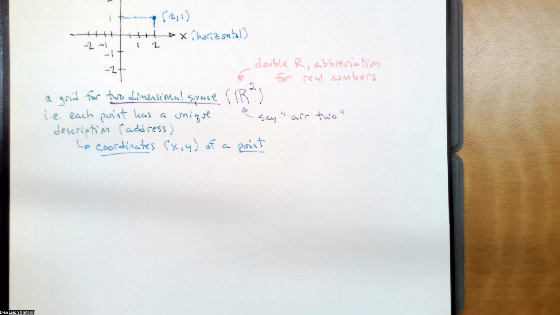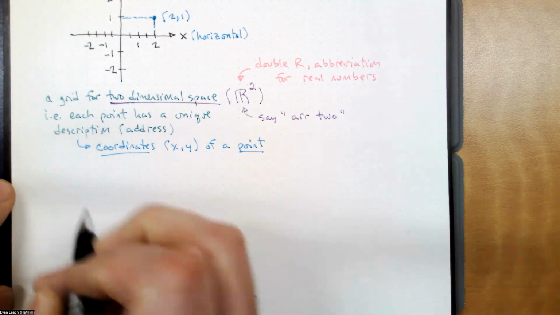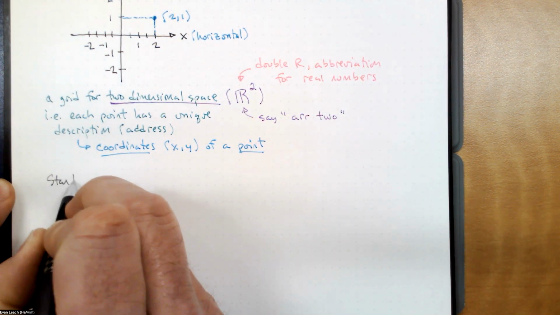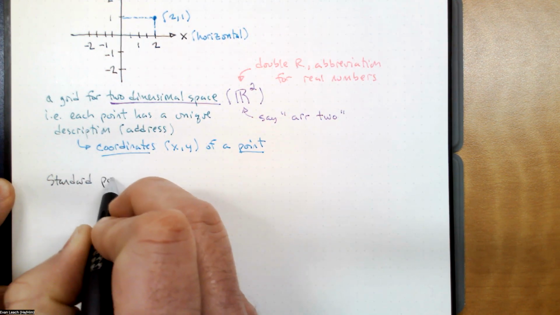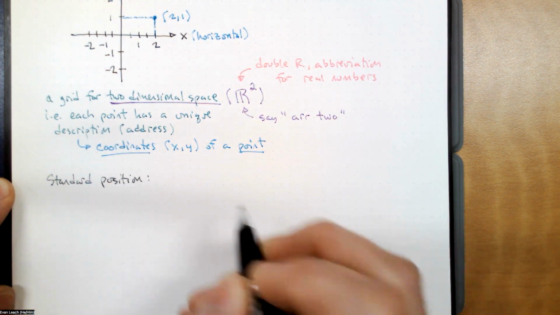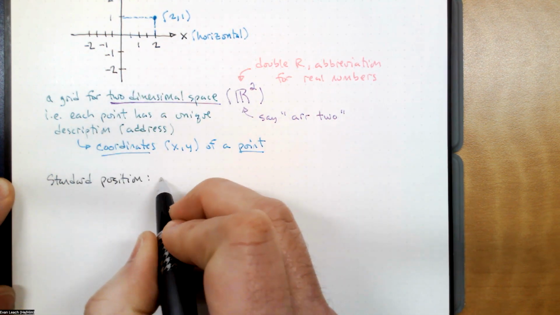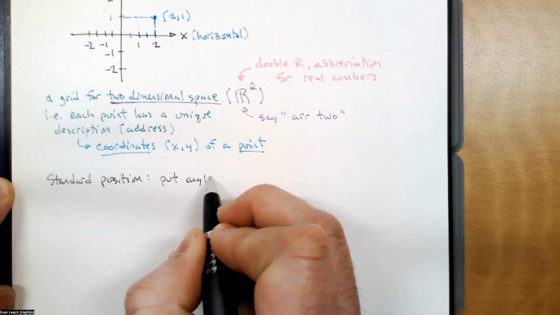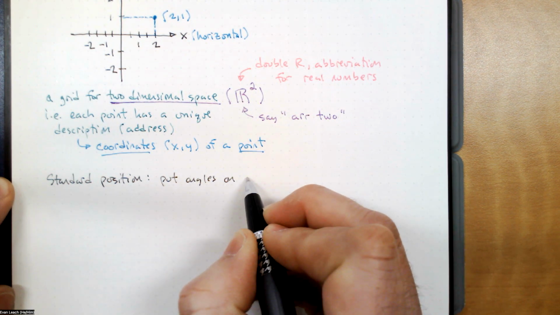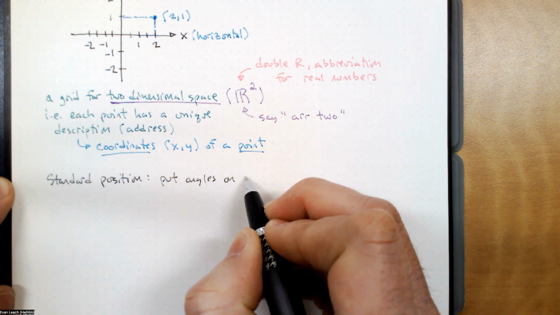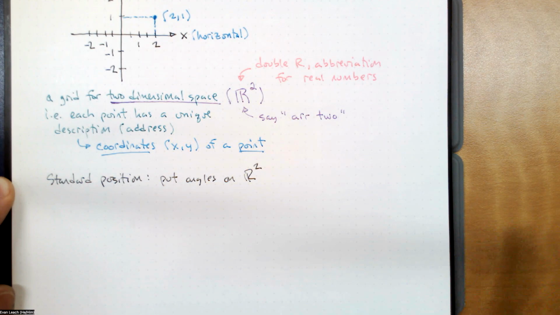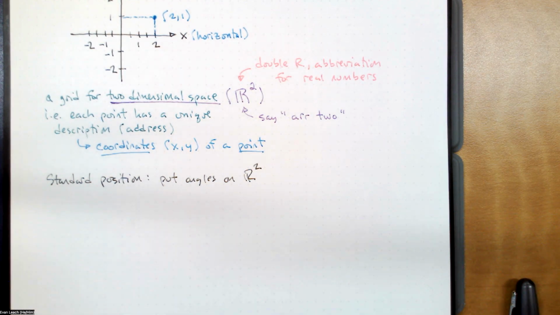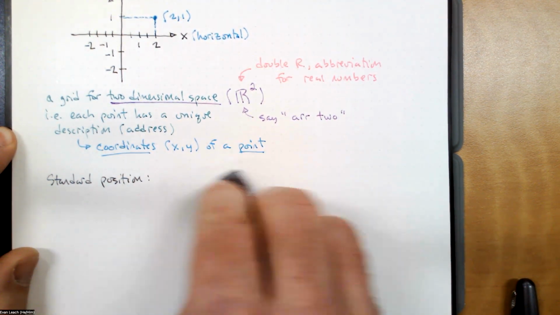So we need to bring angles into this. We need to take Cartesian coordinates and figure out where the angle's going to go. Standard position is about putting angles on the Cartesian coordinates. Actually, I don't want to phrase it this way. I want to say use angles for coordinates is really kind of where this is headed. So let's just phrase it that way.